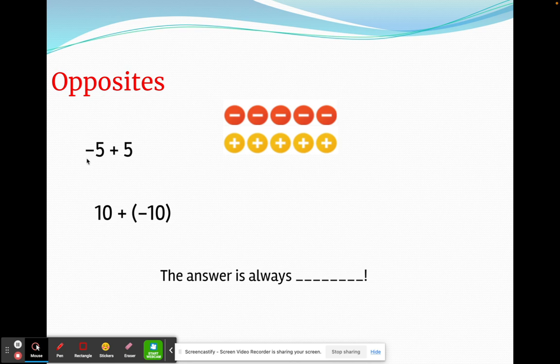What about opposites? Well, opposites are numbers that are the same distance from 0, but in the opposite direction. So negative 5 and 5, 10 and negative 10. Well, if I put a negative and a positive together, they cancel each other out. They're a zero pair. So this would be 0, this would be 0, this would be 0, this would be 0. So negative 5 plus positive 5 will give me 0. Positive 10 plus negative 10 will give me 0. If I add two opposites together, my answer is always 0. They just cancel each other out.